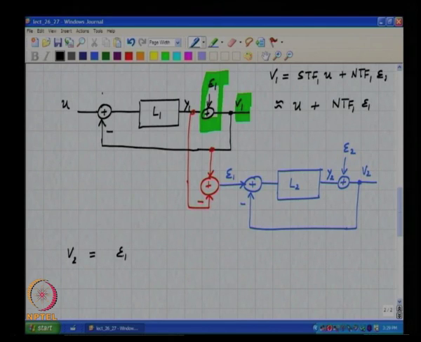E1 times STF in the signal band, which is approximately 1, okay? So let me say V2 is approximately E1 plus E2 filtered by a noise transfer function NTF2, where NTF2 is given by 1 by 1 plus L2, right.